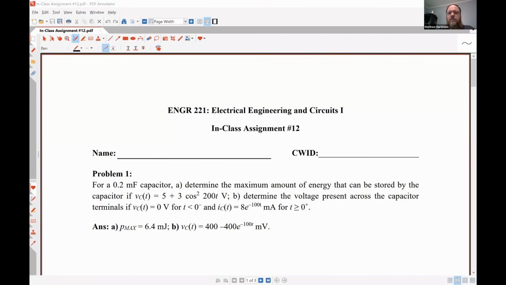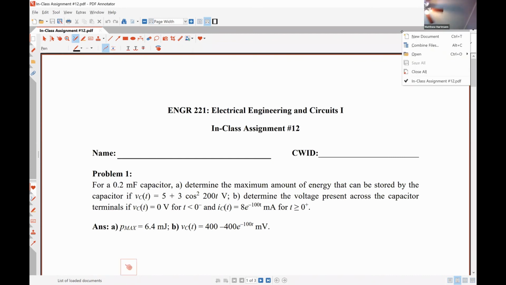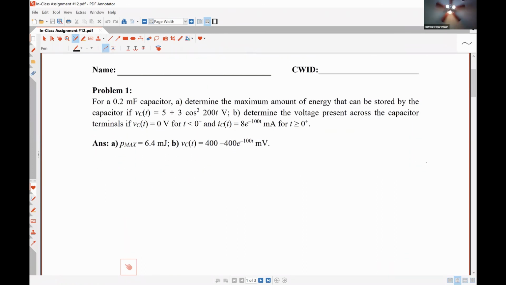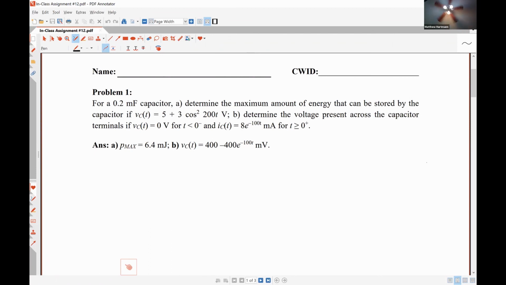All right, nobody's saying much of anything, so give me just a second. All right, so we are going to work our in-class assignment first. And this first problem is another one where I typically get a fairly reasonable amount of questions on how to do it. So we're just going to talk about it a bit.